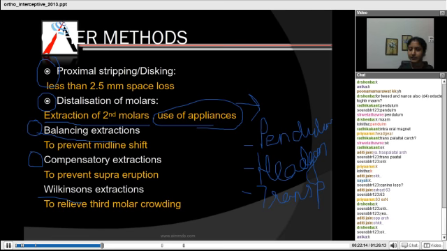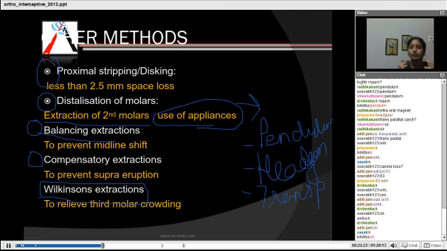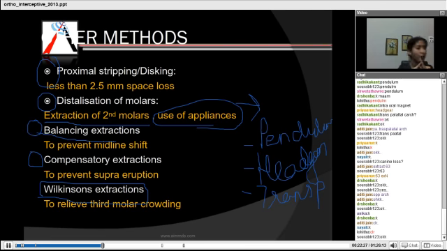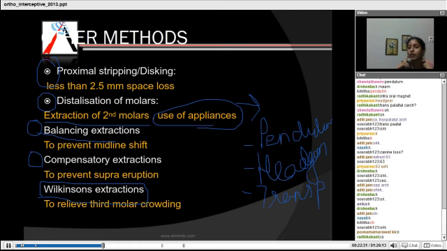Clear? Wilkinson's we already talked about. Wilkinson's is when you remove all your first molars. That can be due to any reason: because of space loss, because all first permanent molars are grossly decayed, or your third molar is crowded.